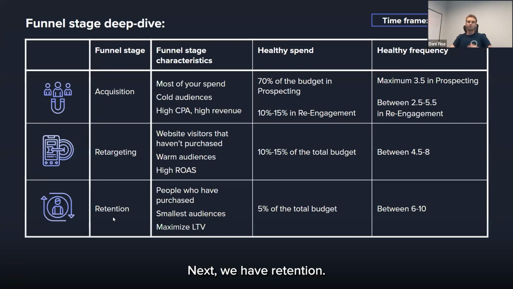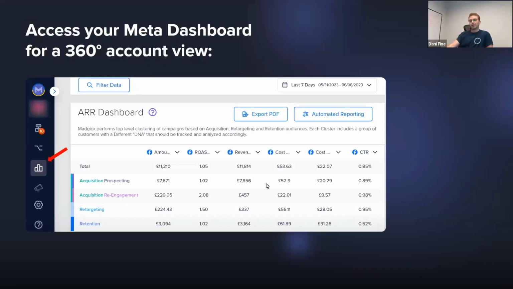And next we have retention. These are people that have already completed a purchase, and here we want to maximize the LTV, the lifetime value of the customers. We know the hardest part of getting a customer is to convert, so once they're converted, we need to make sure we maximize the LTV. So this is more or less a funnel structure.